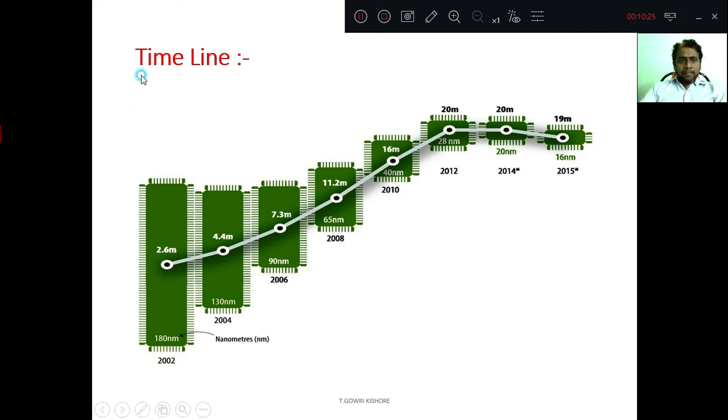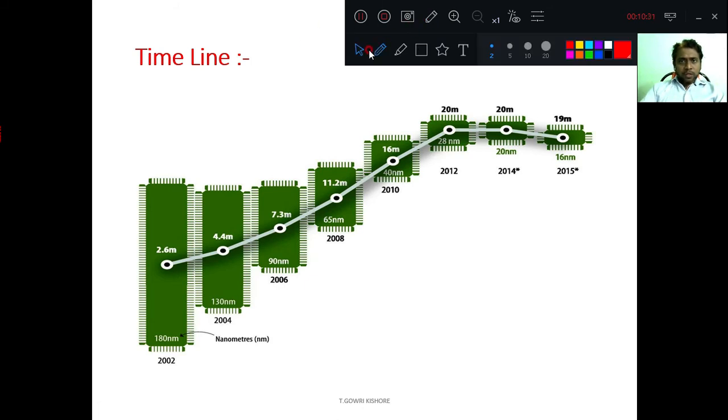And so this is the timeline where we have been using the different technologies. In 2002 we used 180 nanometer. In 2004 we used 130 nanometer, in 2006 we used 90 nanometer, in 2008 we used 65 nanometer, in 2010 we used 40 nanometer, in 2012 we used 28 nanometer, in 2014 we used 20 nanometer, in 2015 we used 16 nanometer.